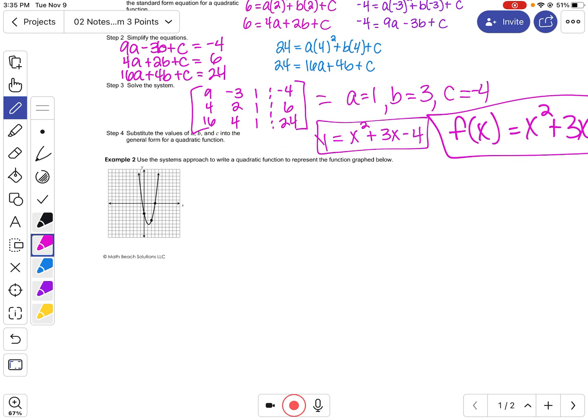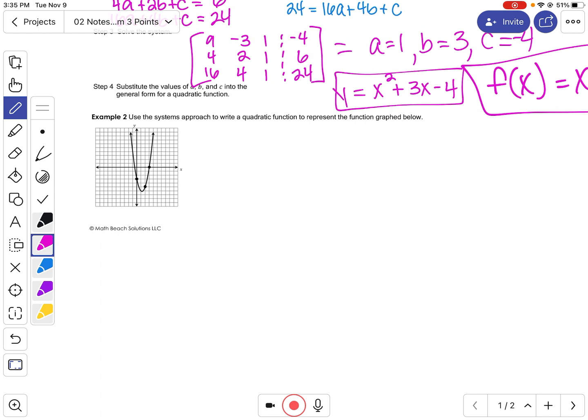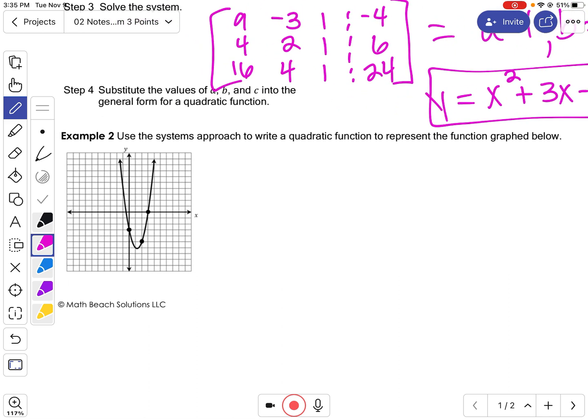All right, let's look at example 2. So we're going to use the systems approach to write a quadratic function to represent the function graphed below. So first thing I want to do is find these 3 points that were already dotted for us.